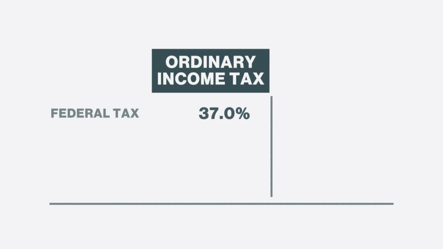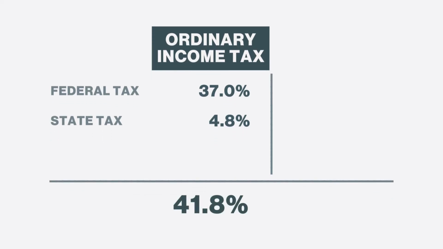Now, I want to give you a quick example. I'm in the state of Missouri. If I am at the highest federal income tax rate, that means I'm going to pay 37% to the federal government. It also means I'm going to pay another 4.8% in state income taxes. So my total tax rate could be north of 40% if I earned a lot of money this year.